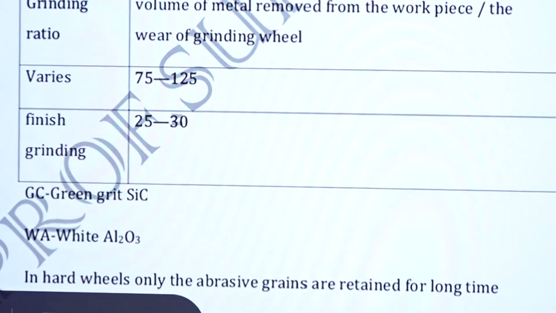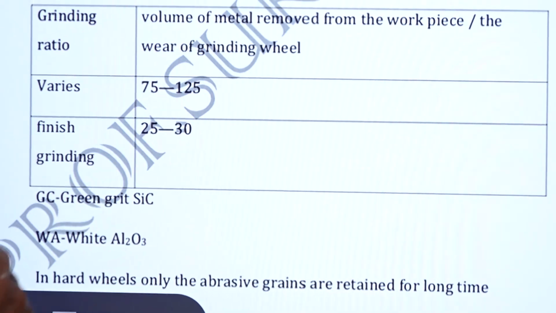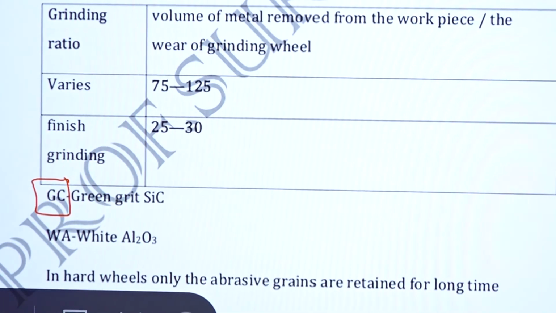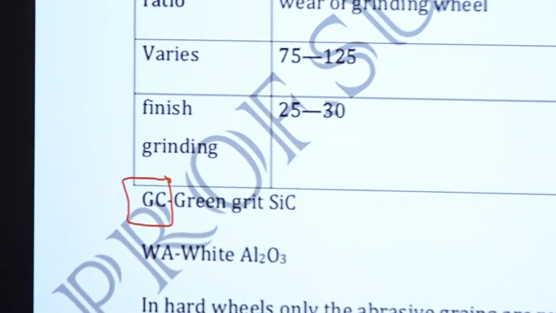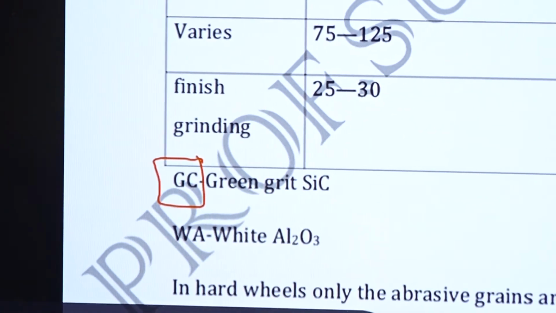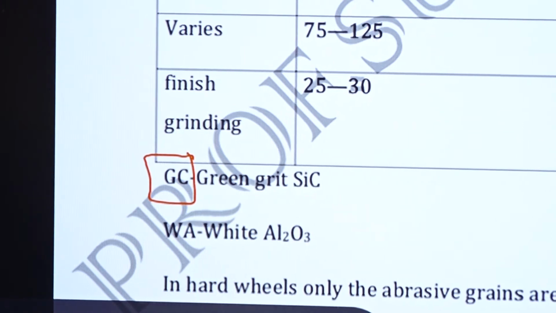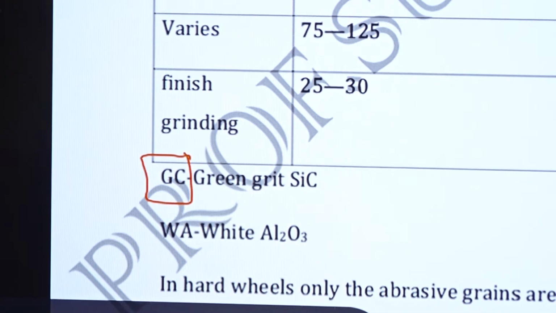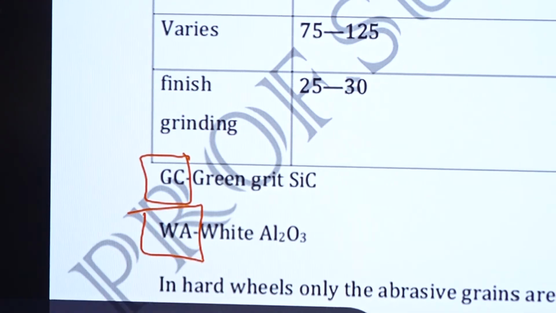GC means green grit silicon carbide. Wherever you observe the word GC in a grinding wheel specification, it is green grit silicon carbide. WA means white aluminum oxide.